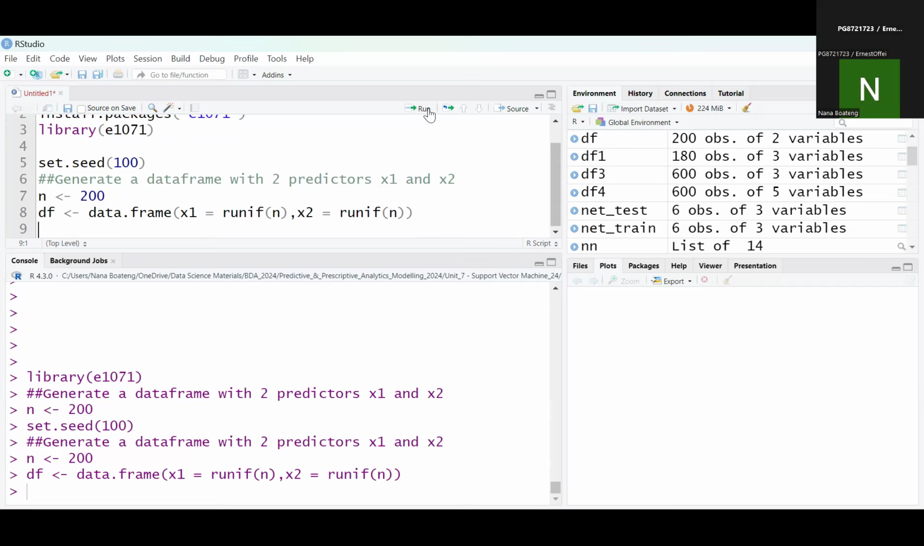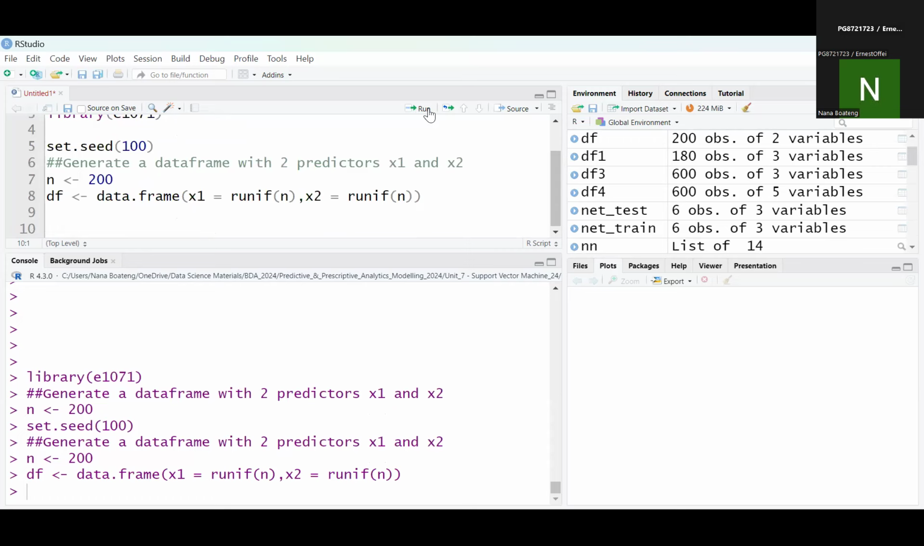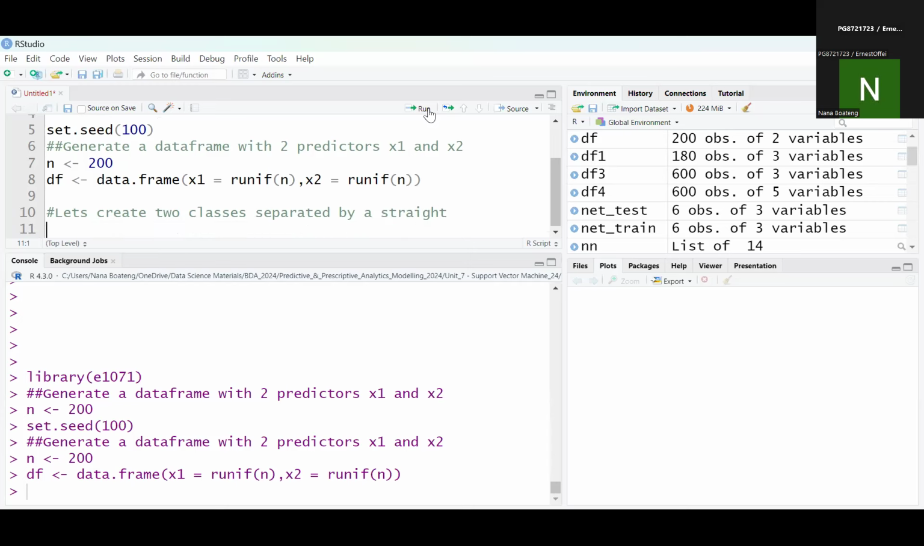So now let's create two classes separated by a straight line, a decision boundary. Separated by a straight line. So let me put the straight line here.